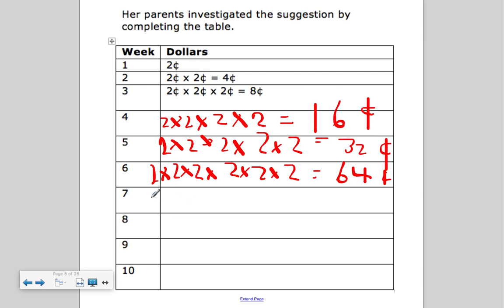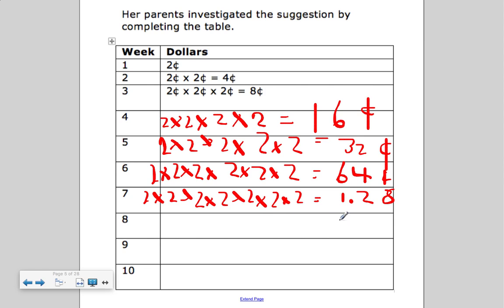For the parents so far. Week 7, 2 cents the first week, 2 cents the second week, 2 cents the third week, 2 cents the fourth week, 2 cents the fifth week, 2 cents the sixth week, and 2 cents the seventh week. If we double that, that'll be 128 cents, which is really $1.28. Uh-oh. So I'm not going to keep on writing these twos.